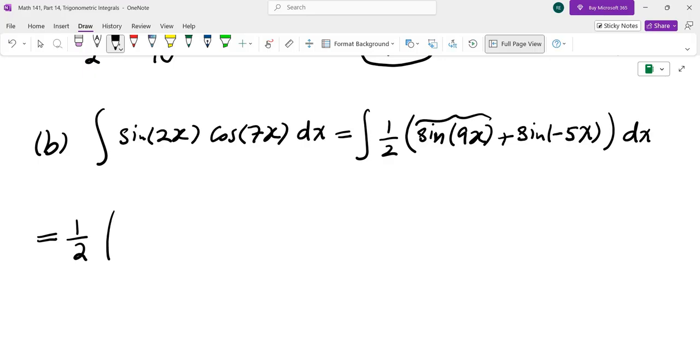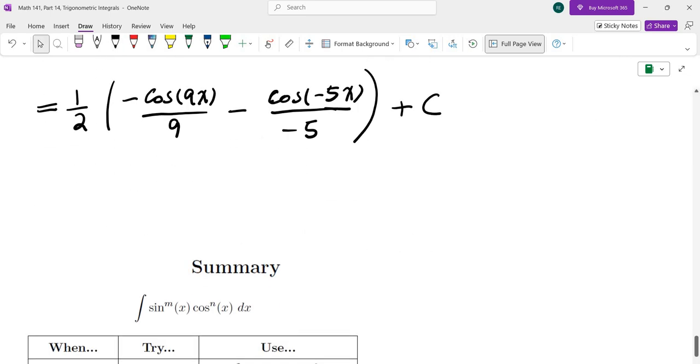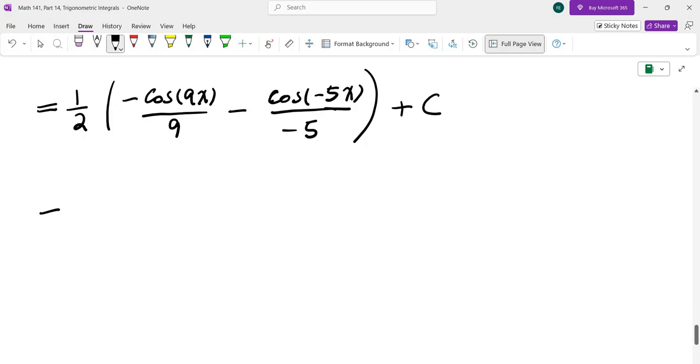And what is the integral of sine? The integral of sine is negative cosine. But then I have to divide by 9. And then same thing here. So negative cosine, and then we have to divide by negative 5. Now, we also have, obviously, a plus c because it's an indefinite integral.